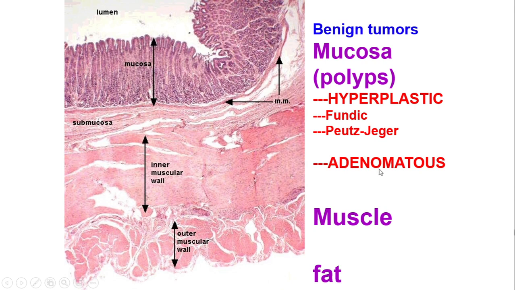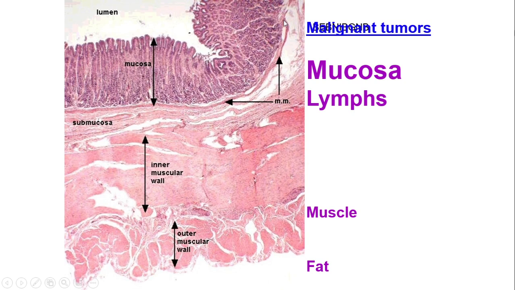The adenomatous polyp is also arising from the mucosa. This is the neoplastic polyp with neoplastic potential, forming up to 10% of gastric polyps. Muscle, leiomyoma, from the inner and outer muscle coat. Tumor is leiomyoma. Benign tumor of muscle is called leiomyoma, and benign fatty tissue tumor is called lipoma.